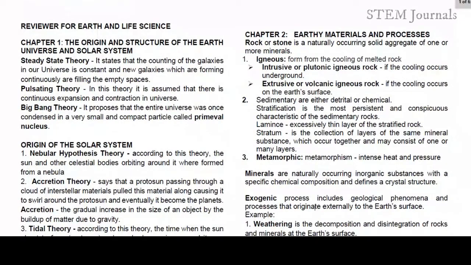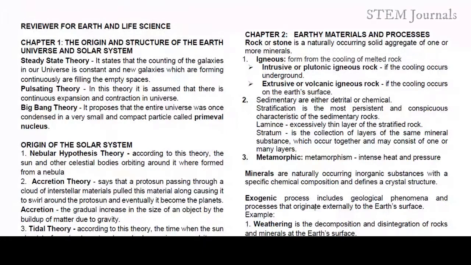Next is the chapter 2. So the chapter 2 class talks about earth materials and the processes. So first is the rock or stone. So pag sinabi nating rock or stone, it is a naturally occurring solid aggregate of one or more minerals. So si rock or stone, no, nanggaling siya sa combination or formations ng one or more types of minerals. So that is the rock or stone.